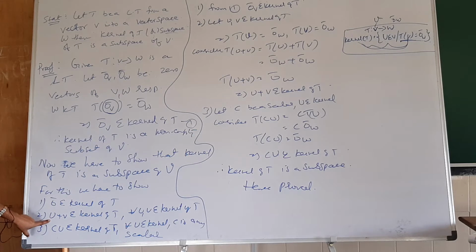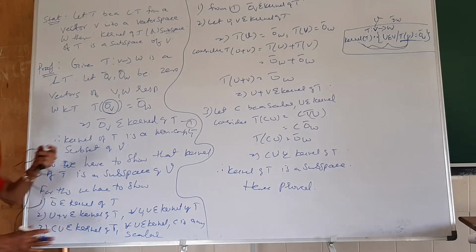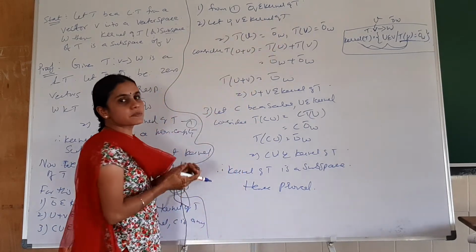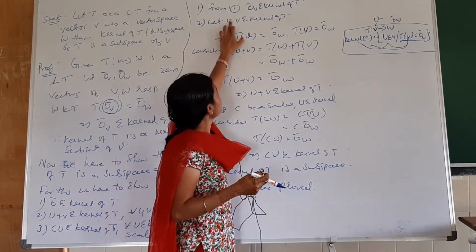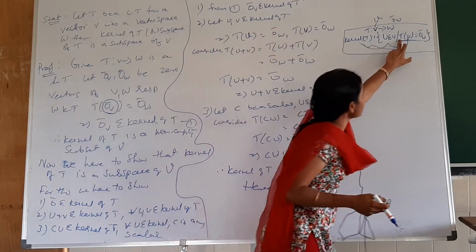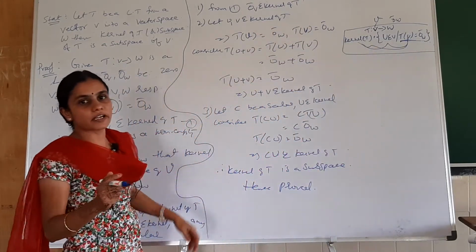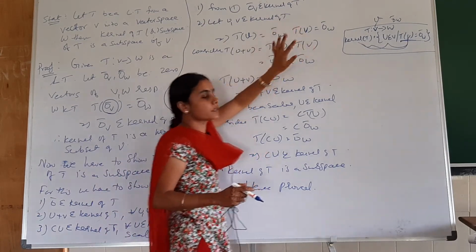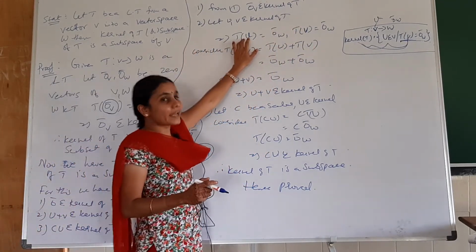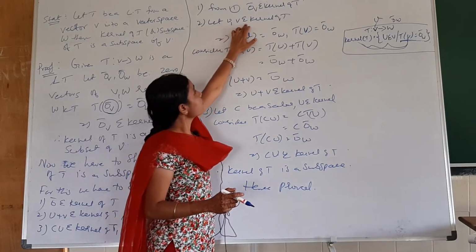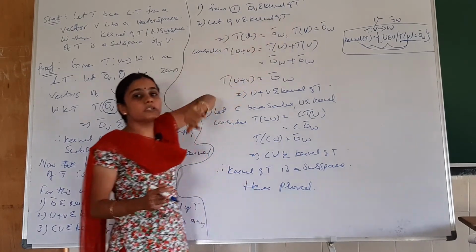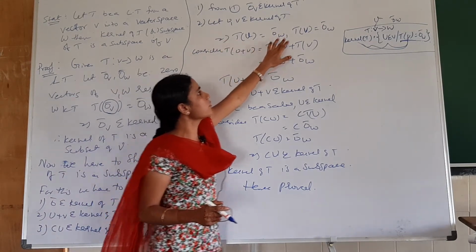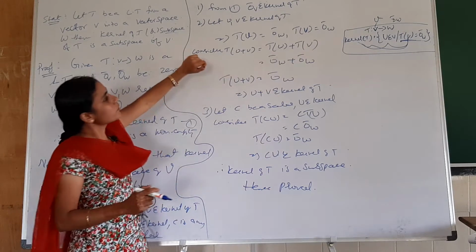Going to your second point, u plus v belongs to kernel T. For this you have to consider 2 elements. Let u comma v belong to kernel of T. I am saying that u and v are present in kernel T, so it satisfies this condition: T of u is equal to 0 vector in W, T of v is equal to 0 vector in W, by the definition of kernel.